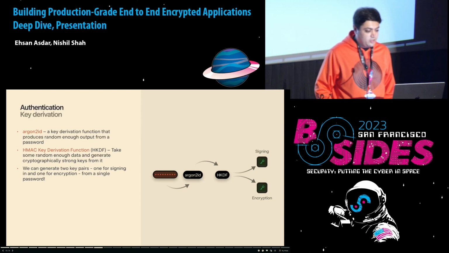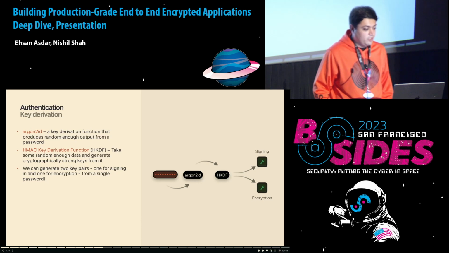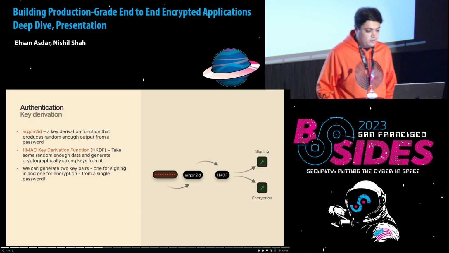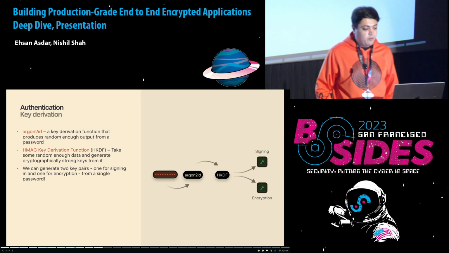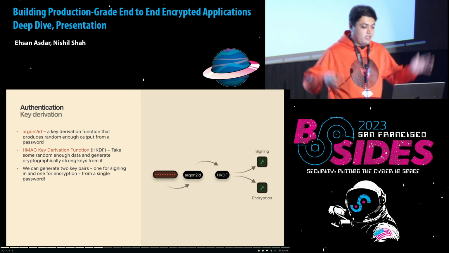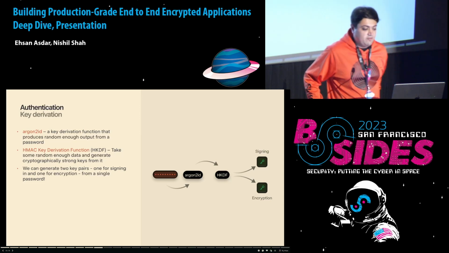We take our password and run it through Argon2id, which some of you might be familiar with as a modern successor to PBKDF2, scrypt, bcrypt, all that fun stuff. We'll take it through Argon2id and generate some random data. We'll take that random data and process it through another function called an HMAC key derivation function. And this basically just generates more random data. And from that, we can actually generate cryptographically secure keys.